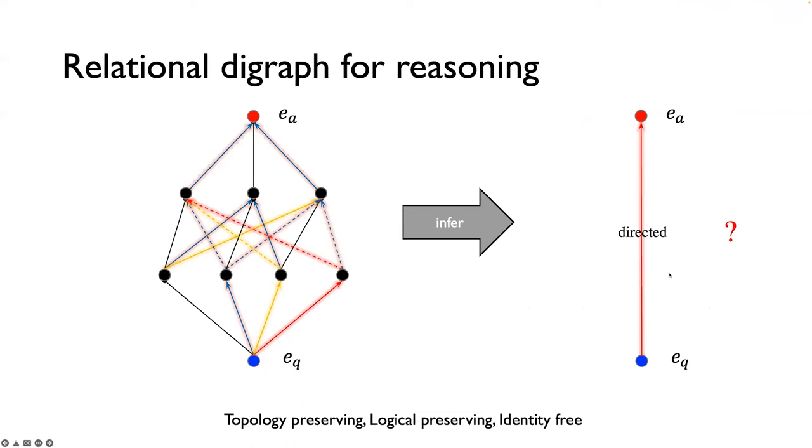So our goal is to use such a structure to infer new facts. Such a structure preserves all the paths between the query entity and the answer entity. The logic order is preserved since it is a directed graph. Besides, we aim to rely solely on this relational structure without using the entity embeddings. In other words, the subgraph is identity-free for entities. Then we can generalize the learned structure to unseen entities in inference.